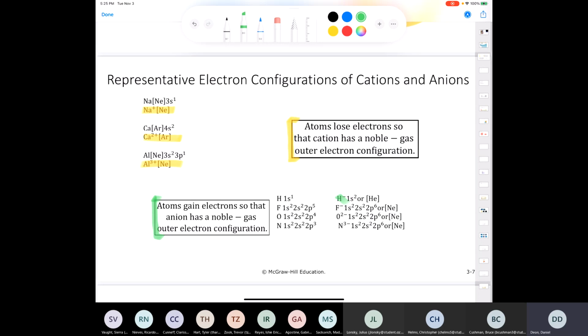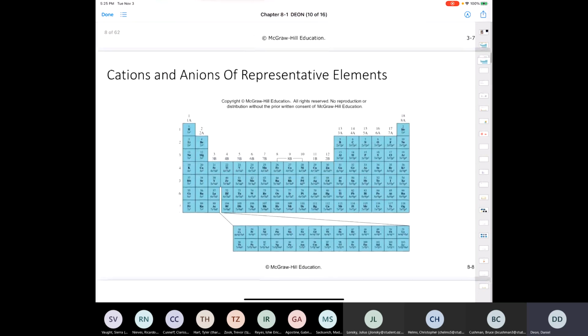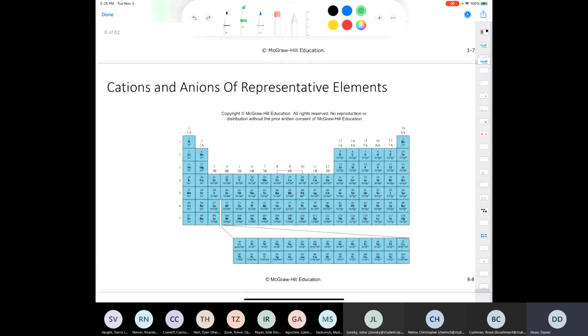Hey, what do you know? That's the same electron configuration as helium. Fluorine always takes on 1 electron to form fluoride. What do you know? When it gains an extra electron, it has the same electron configuration as a noble gas, and we see that with oxygen and nitrogen as well. Let me go forward and explain this to you, okay?